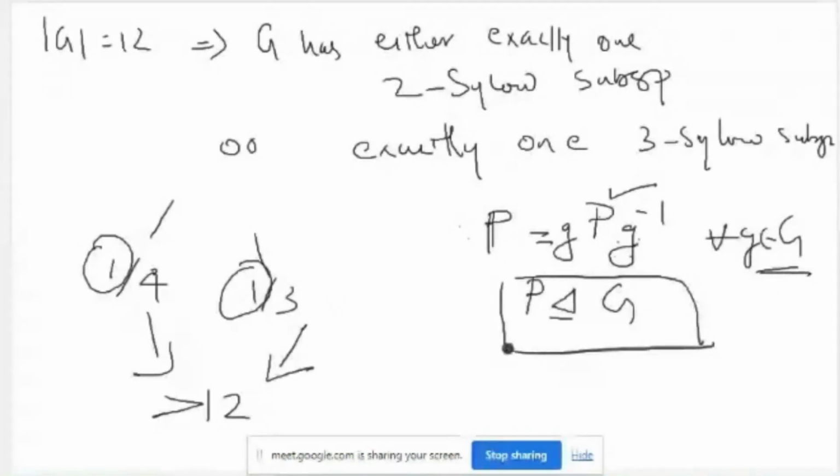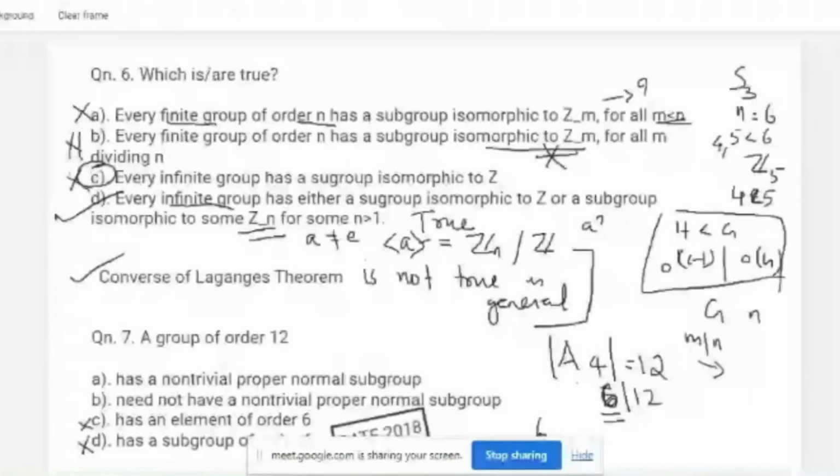So what we have is, in a group of order 12, either there is a normal subgroup of order 4 or a normal subgroup of order 3, using Sylow theory. You can also find arguments without using Sylow theory. So what is the conclusion? The statement in question 7, that G has a non-trivial proper normal subgroup, is true. It always has a normal subgroup.